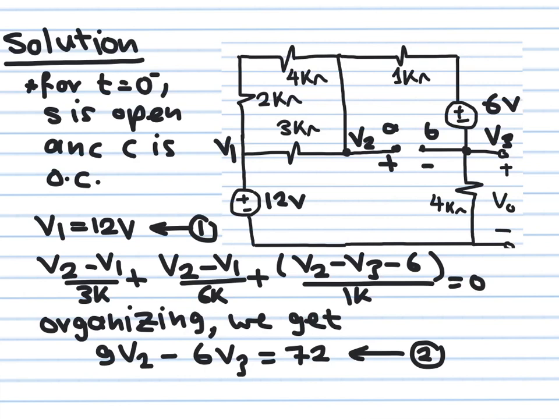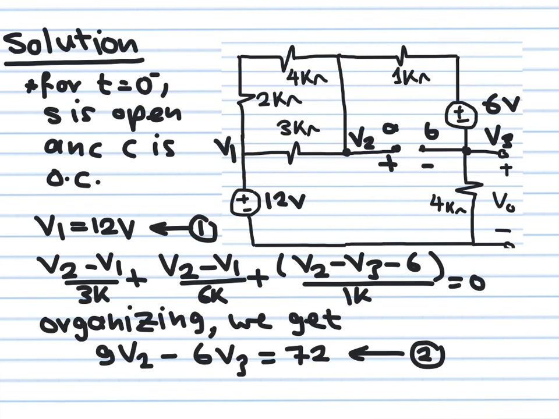So this will be 2V2 minus 2V1. This will be V2 minus V1. This one will be 6V2 minus 6V3 minus 36. Okay, you collect all the corresponding coefficients and replace V1 by 12.